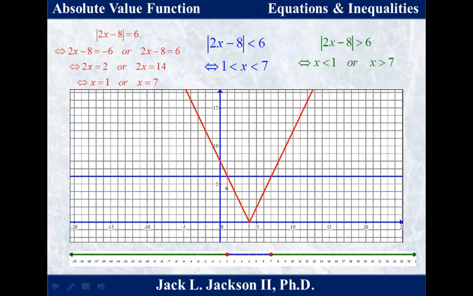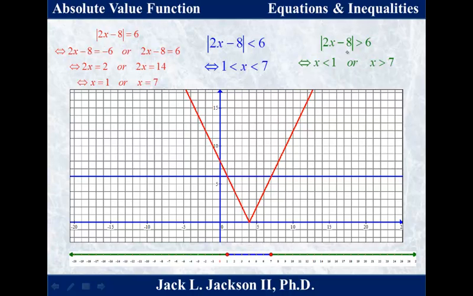Find the x value here is 1 and the x value over here is 7. So you bring those straight down. Those are the two red dots on here. When we're looking for absolute value less than 6, we're saying the absolute value, the red graph, is below the horizontal blue graph. Well, where does that happen? It happens at this middle section between 1 and 7.